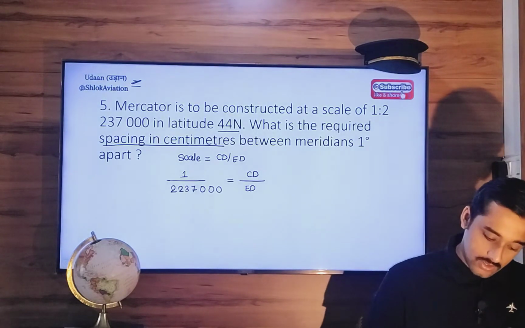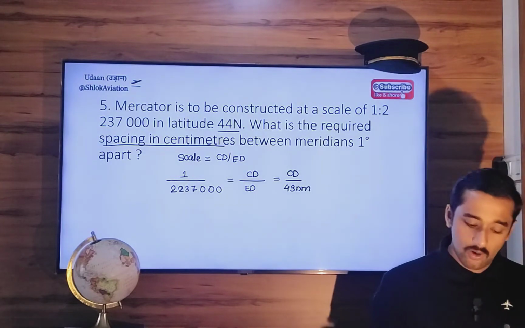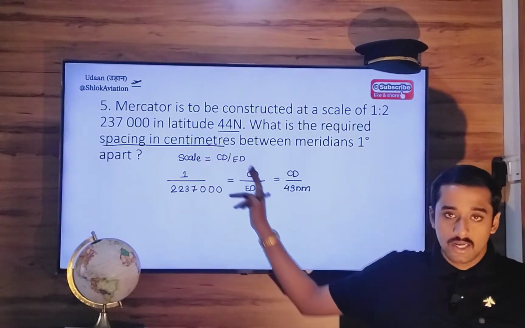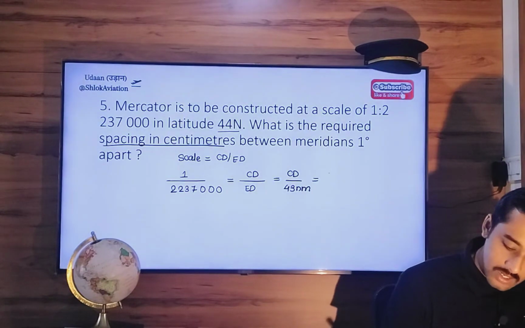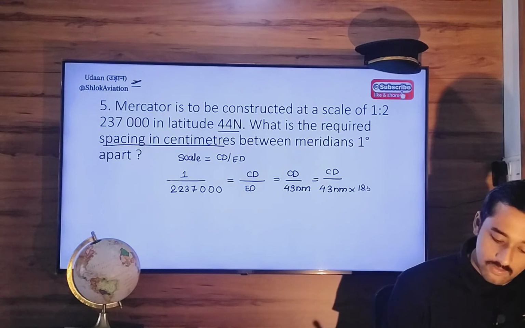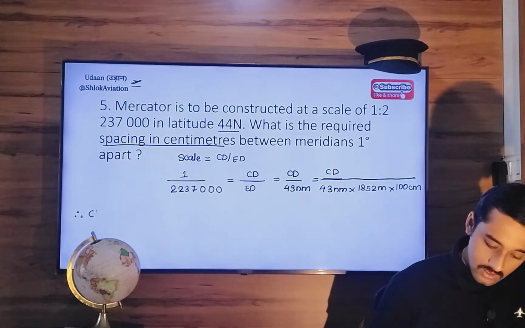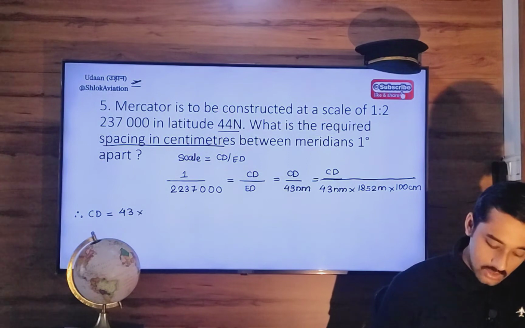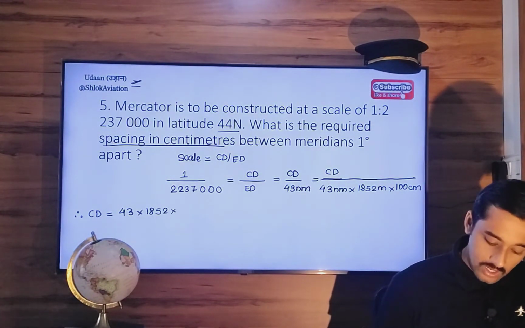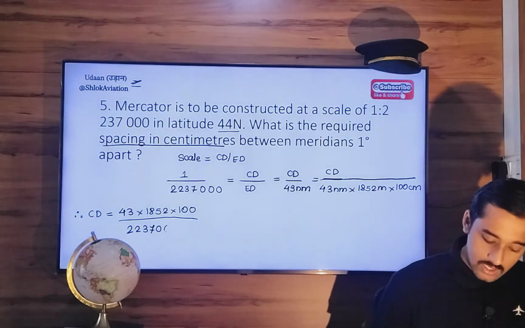Okay. So substitute the value, chart distance divided by 43 nautical miles. Now we want the final answer to be in centimeter. So convert nautical mile into the corresponding centimeter. 43 nautical miles into 1852 meter into 100 centimeter. Therefore, chart distance will be, cross multiply, 43 into 1852 into 100 divided by 2237000.